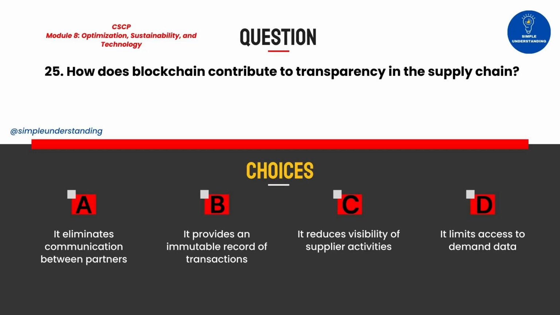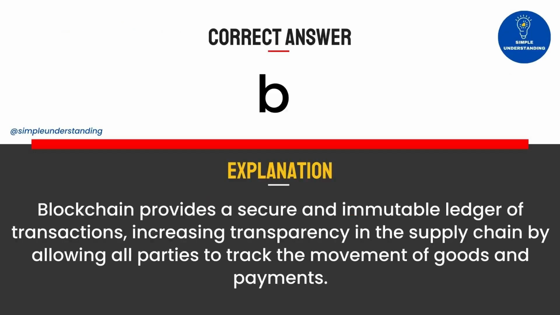25. How does blockchain contribute to transparency in the supply chain? A. It eliminates communication between partners. B. It provides an immutable record of transactions. C. It reduces visibility of supplier activities. D. It limits access to demand data. Correct answer, B. Explanation. Blockchain provides a secure and immutable ledger of transactions, increasing transparency in the supply chain by allowing all parties to track the movement of goods and payments.